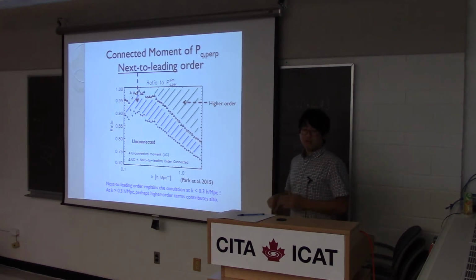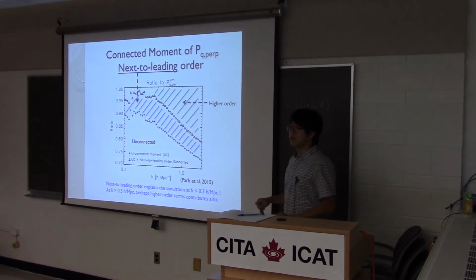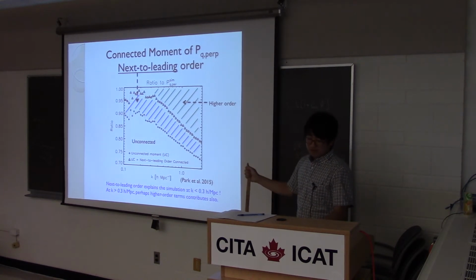So this sort of confirms that this missing power indeed came from this connected moment that was not counted in the previous model. What do you call the connected part? You're assuming Gaussian, so ultimately everything is going to be equal to the product of the power spectra. But the way you call the connected part, you're deriving from the higher order configurations.